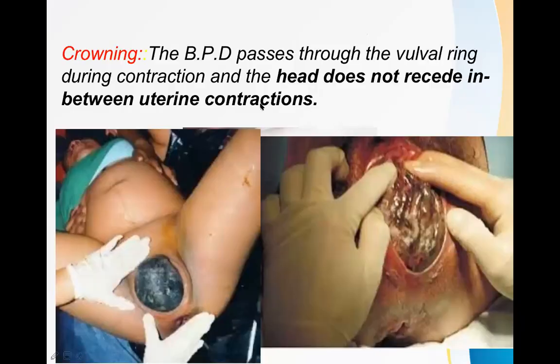Now, see this? This is what the crowning is all about. The biparietal diameter, BPD, of the fetal head passes through the vulval ring. Vulva, okay, is the outer part of the vagina, during contraction, and the head doesn't recede in between the uterine contraction. This is called crowning. We can clearly see the presenting part from outside. So during this time, what should we do? We should constantly give support to the perineum. Otherwise, if the lady is constantly pushing, there is a severe tear or laceration of the perineum.